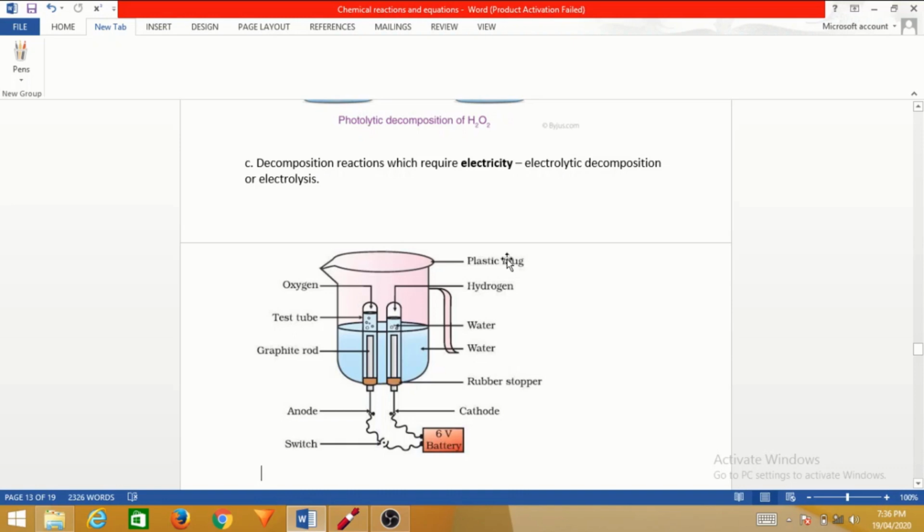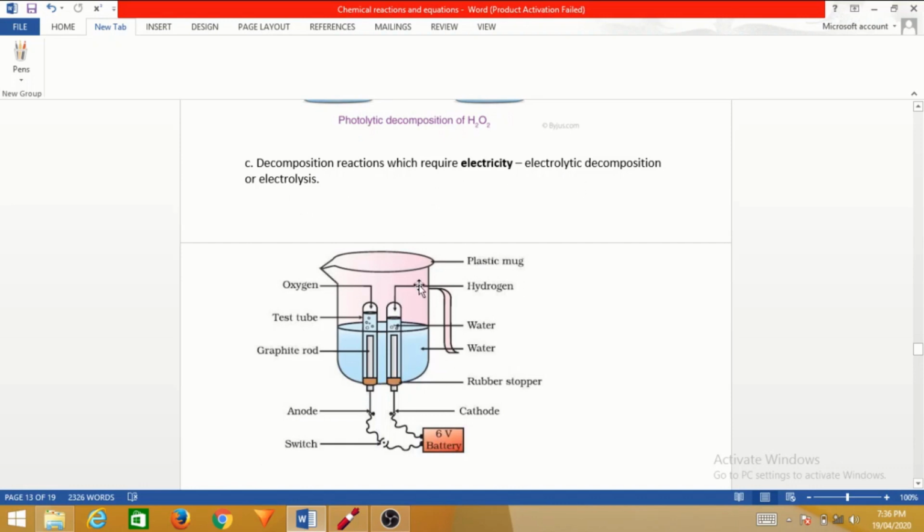Now the third kind, decomposition reaction which requires electricity. So if for a decomposition reaction you require electricity, this kind of reaction is called electrolytic decomposition or electrolysis.